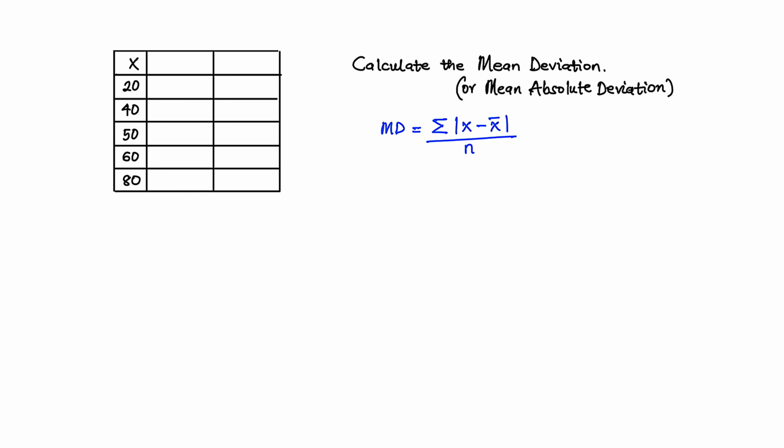Let's see. To apply this formula, the steps are: first, we need to find the sample mean. So step 1, we find x bar. Then step 2, we find x minus x bar. Then for step 3, we simply take the absolute value of step 2. So this means at each row, we take the absolute value of step 2. The fourth step is we take the sum of step 3. And the last step, we simply divide step 4 by n.